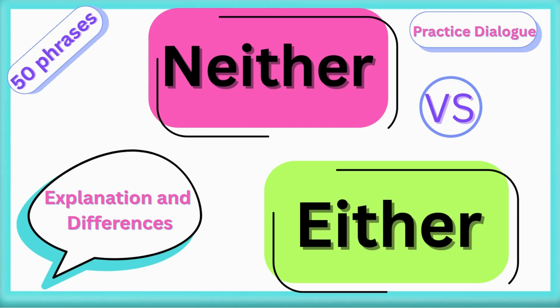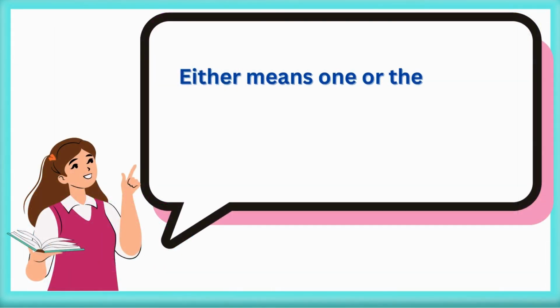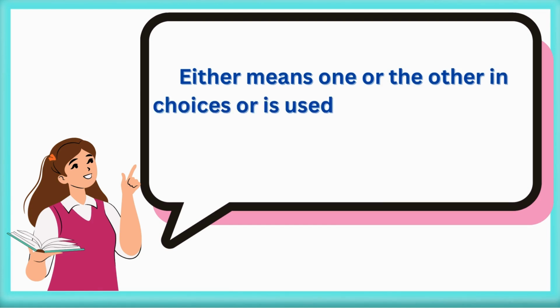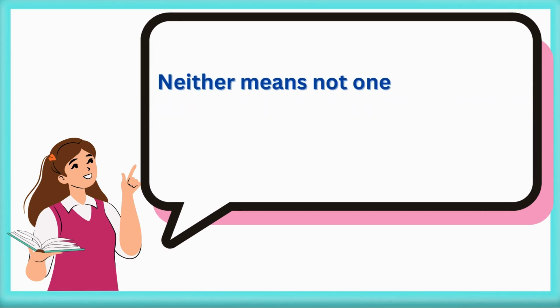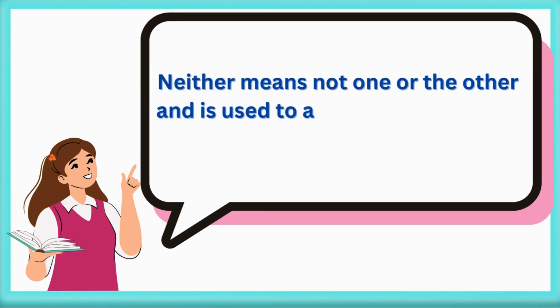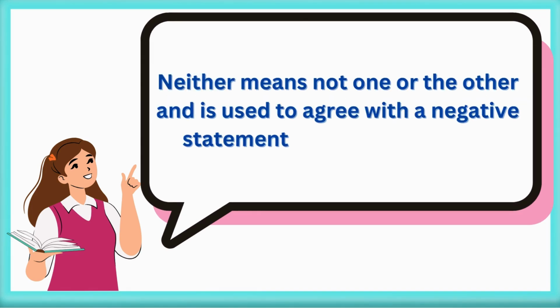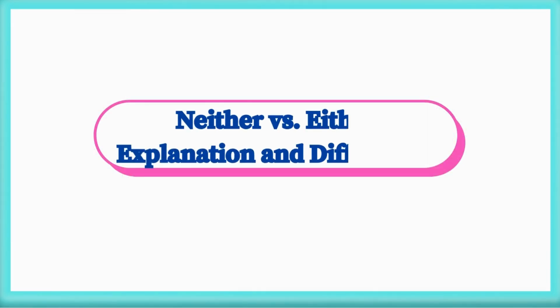Neither versus either. Either means one or the other in choices or is used to agree negatively with a statement using not. Neither means not one or the other and is used to agree with a negative statement without using not. Neither versus either explanation and differences.